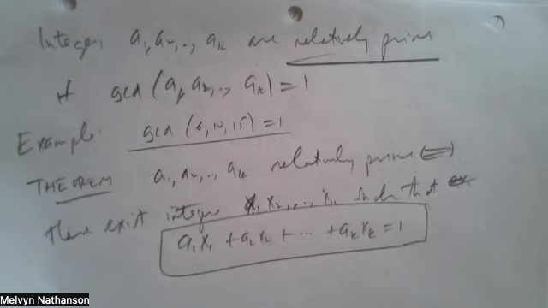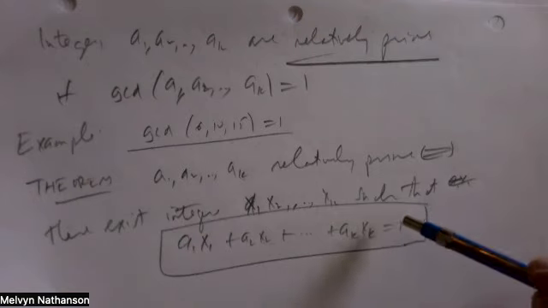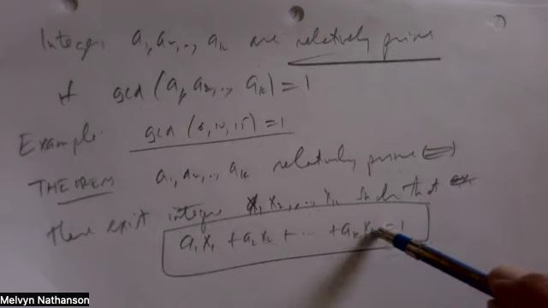And why is this true? Well, if the greatest common divisor of a1 up to ak is 1, then we prove that we can write 1 as an integral linear combination of a1 up to ak.